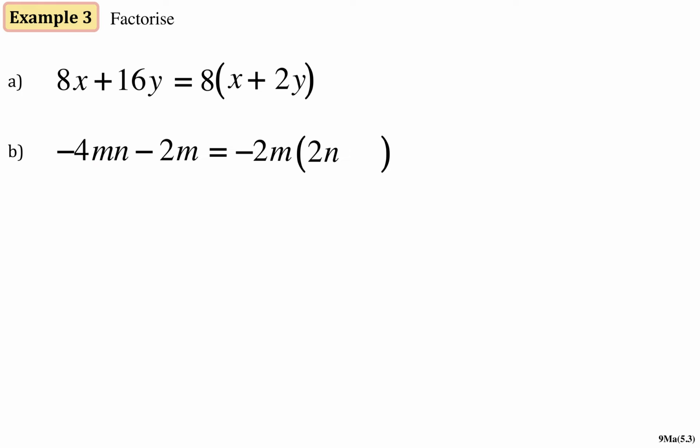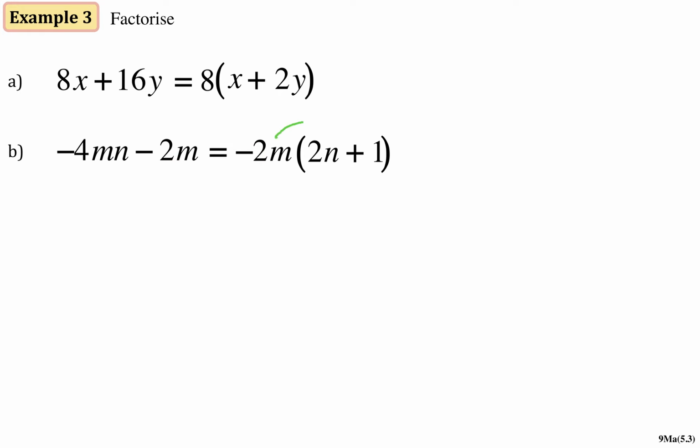Now this is where people often make mistakes. This minus here has been taken out as a common factor. So now the -2 has been taken out, the m has been taken out, everything has been taken out, so there's +1 left. Let's just see if that makes sense again.